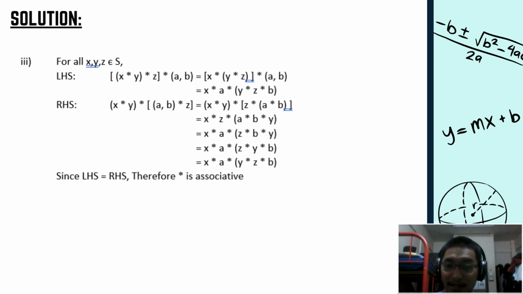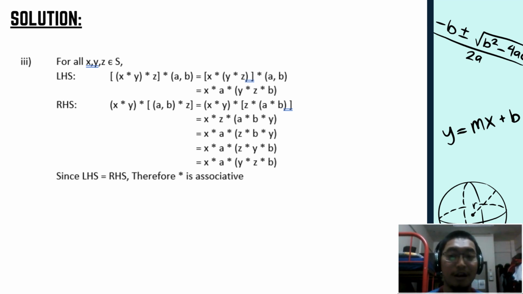And then the last one is for all x, y, z element S. And for left hand side, we have ((x * y) * z) * AB equal to x * (y * z) * AB. And then we solve. And for the left hand side, we have equal to x * A * (y * z * B).